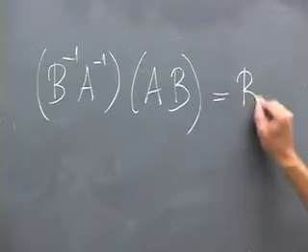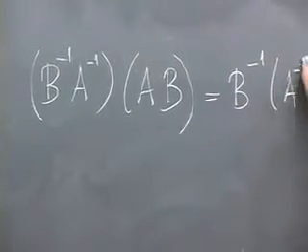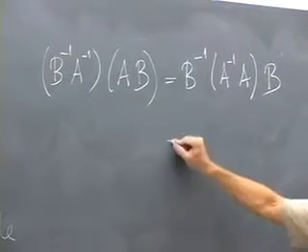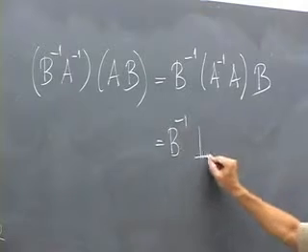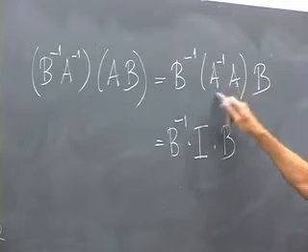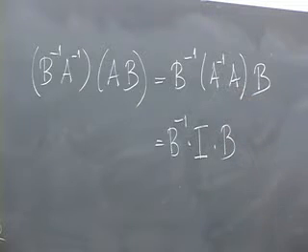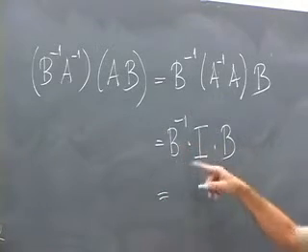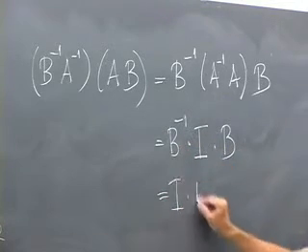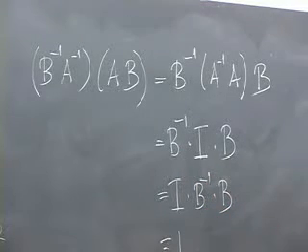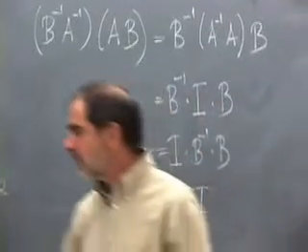So this can be written as B inverse times A inverse A times B, which is B inverse times the identity matrix times B. Because A was invertible, A inverse A is the identity matrix. And then the identity commutes with any matrix, so this is I times B inverse B. And then I associate these two together to get I times I, which is the identity. So namely, this is the inverse.